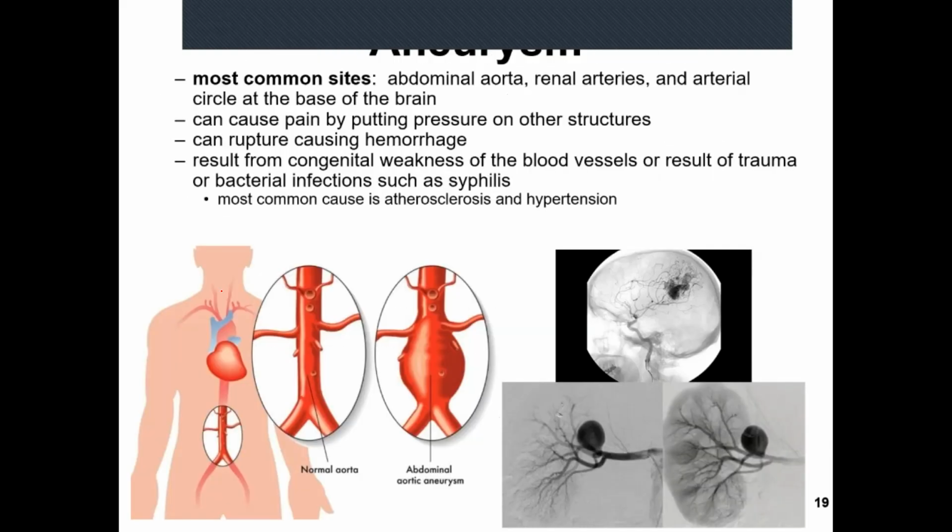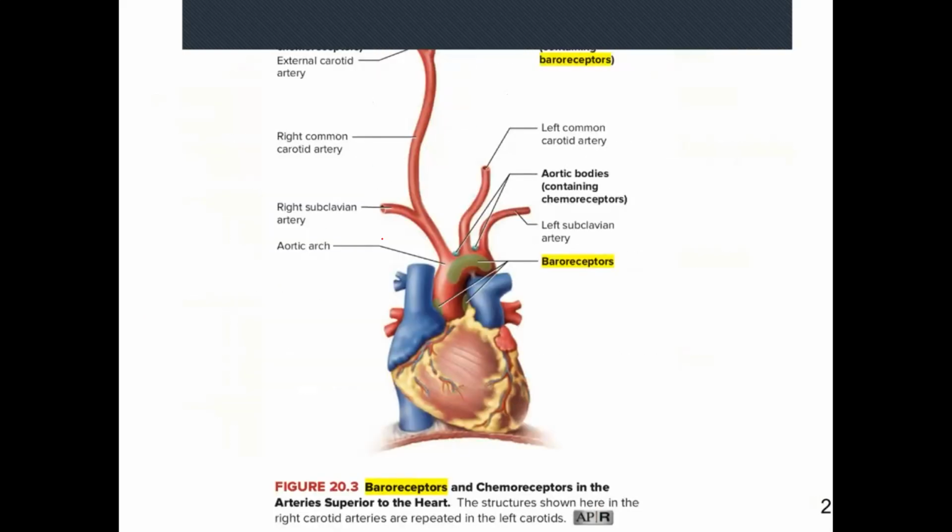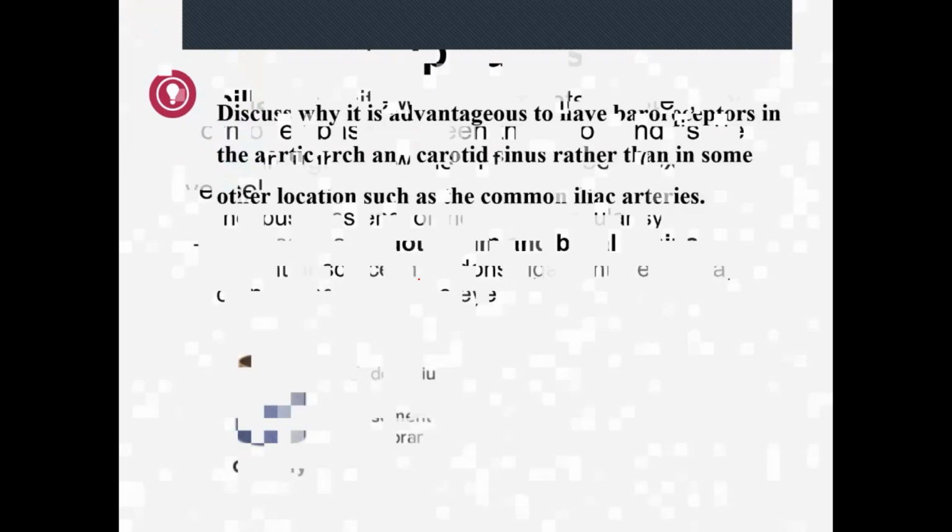guys. Okay. Yes. We haven't time. You should read about arterial sense organs. Carotid, we discussed about it. Carotid sinus, carotid bodies, aortic bodies. We discussed in the first part of the topic about baroreceptors, chemoreceptors. We'll discuss it again in this topic.